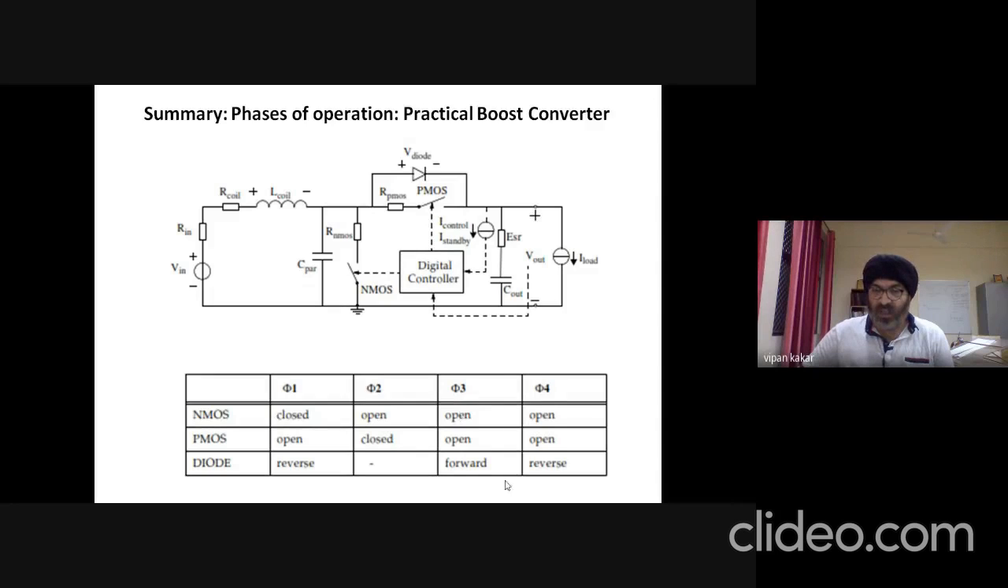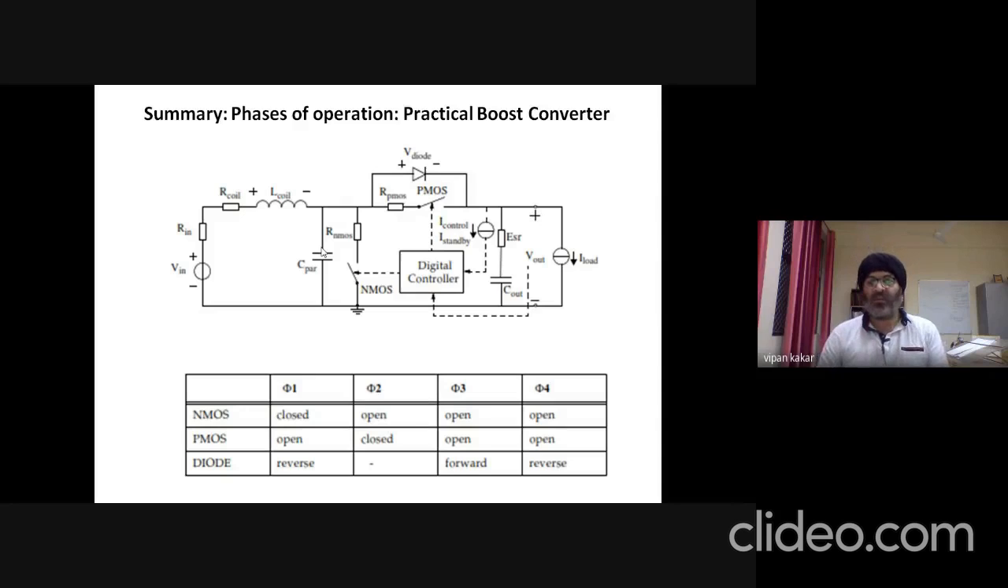Now at the end of phase 3, this inductive coil is completely de-energized. So no flow of current will remain because it has decayed to zero. It has ramped down to zero. So in phase 4, PMOS is still off, NMOS is still off. Now the diode is also off. So now this circuit is in a standby mode, consuming no energy. So practically this boost converter follows these 4 phases.